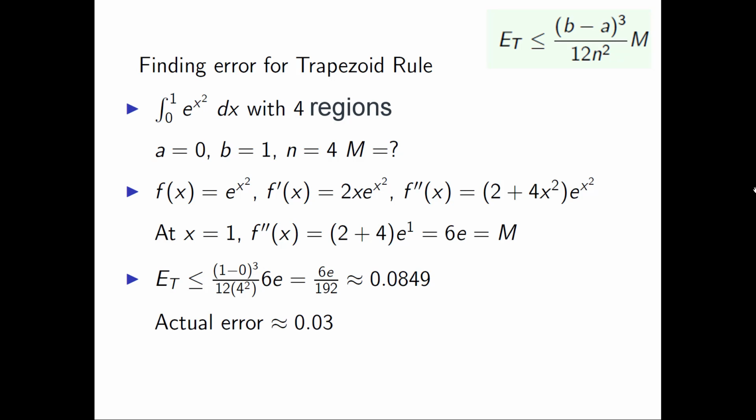So I'd say defining the M is probably the most complicated bit here. Everything other than that is fairly straightforward, just plugging in values. And that's about it for numerical integration.